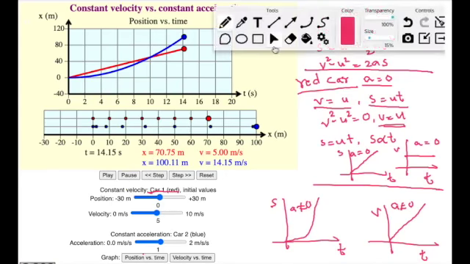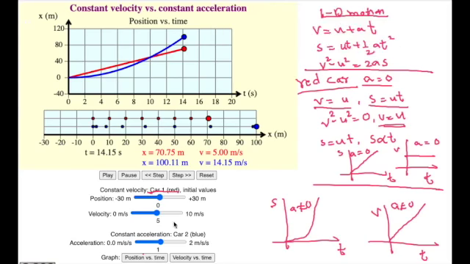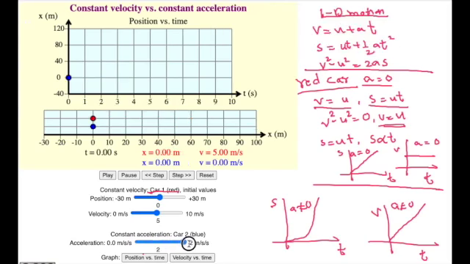Let me show you another acceleration. See here, if I increase the acceleration to 2 meter per second square, now let us see. It is moving faster. As I have increased the acceleration, it is moving faster. Let me play it once again.